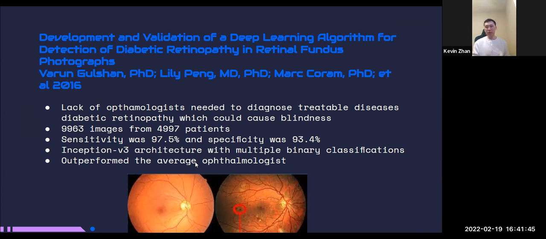What they did is they took around 10,000 images and used an Inception v3 architecture, which is a CNN with inception layers. They did multiple binary classification. They looked at: does this patient have diabetic retinopathy or not, and then how severe is it, is it moderately severe or highly severe, stuff like that. They found that it outperformed the average ophthalmologist, so this was quite a big breakthrough. This was in 2016, so some of the techniques that were super novel back then are slightly outdated now, but it is quite an impressive paper, and they also made an application for it, I believe.